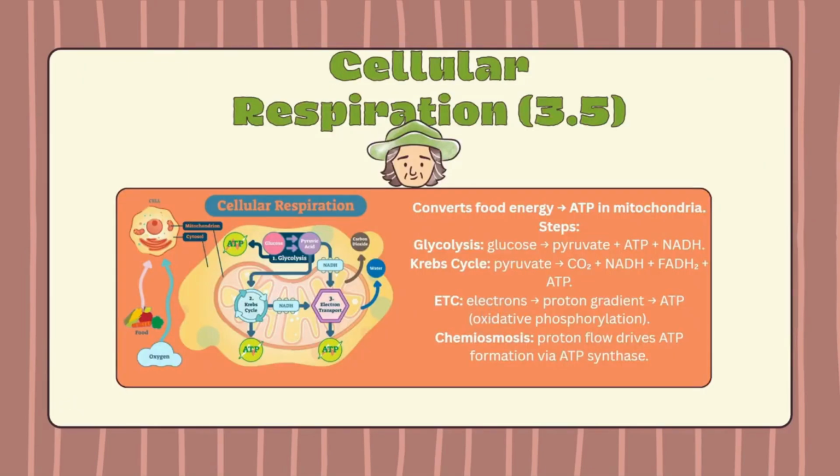Cellular respiration. Cellular respiration converts energy stored in food into ATP, the molecule cells use for energy. It happens mostly in the mitochondria and includes 3 main steps: glycolysis, which breaks down glucose into pyruvate, producing ATP and NADH. The Krebs cycle uses pyruvate to form CO2, NADH, FADH2, and ATP. And the ETC uses electrons to create a proton gradient, driving ATP production through oxidative phosphorylation. Finally, chemiosmosis occurs when protons flow through ATP synthase, forming large amounts of ATP.